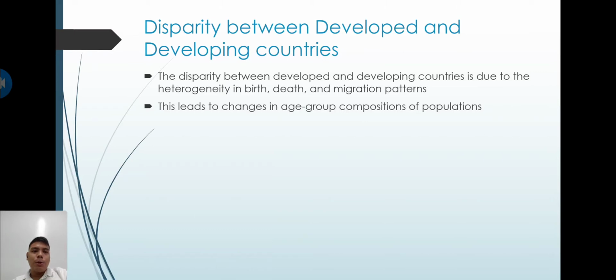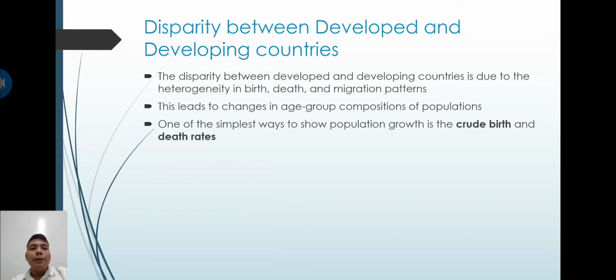When you say age group, those are the 15 to 20 years old, 20 to 25, those are what you call age groups, 60 and above. One of the simplest ways to show population growth is the crude birth and death rates. When you say crude birth rate, that is how many people are born, and when you say death rate, that's how many people die per year.